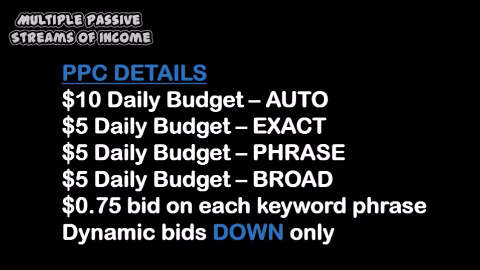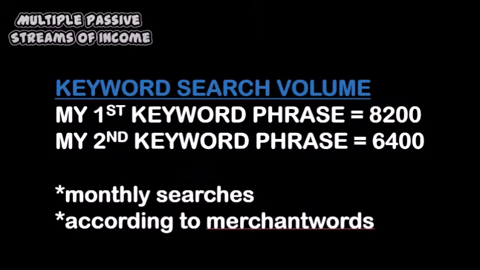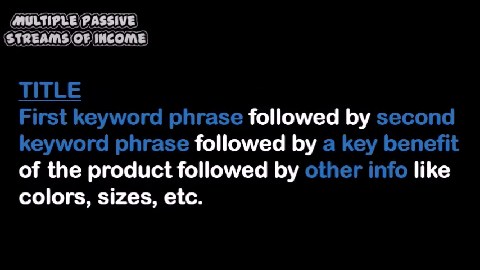Also, the keyword bids were 75 cents each, and all my campaigns were dynamic bids down only. The 2 main keyword phrases that I targeted had search volumes of 8,200 and 6,400 according to Merchant Words. And so what that means is that my title has these 2 main keyword phrases as the first words of the title. Then I usually follow it with a key benefit of the product, and then I follow it by some other information that the buyer may need, like sizes or colors.